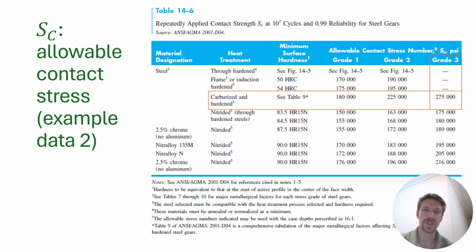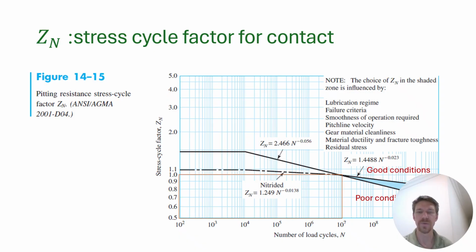And then we chose a pinion that was carburized and hardened, which gives us a very different contact strength number from AGMA. So watch out. The S sub C, the S for contact, is very different from the S for bending. It was 75,000 for bending. Here it's 275,000. And then we were told that we need to look at 10 million cycles, which again gives us a stress cycle factor C sub n of 1.